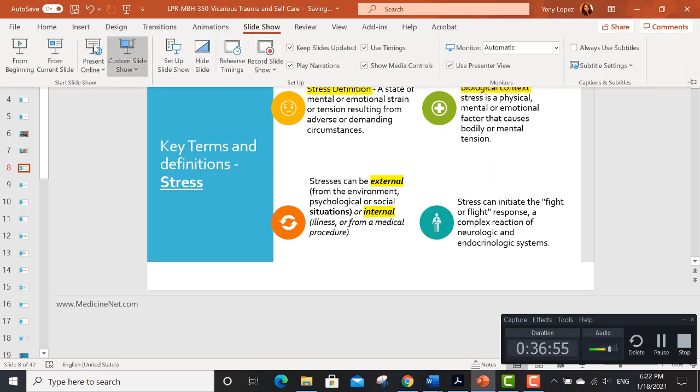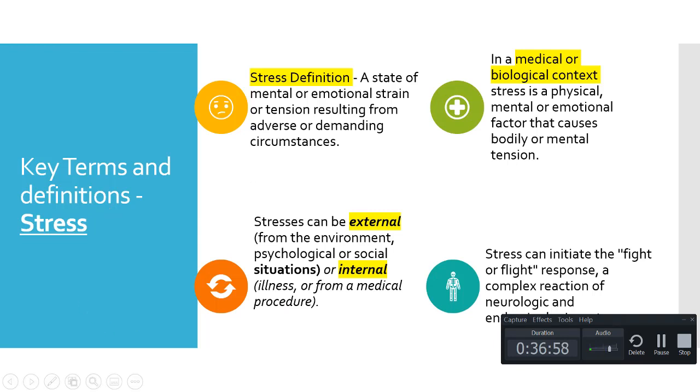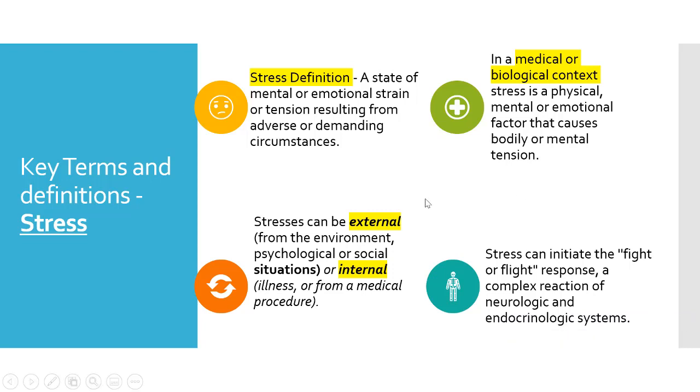And what we are looking at here then is some key terms and definitions that have to do with stress. So the definition for stress is defined as a state of mental or emotional strain or tension resulting from adverse or demanding circumstances. And the other medical definition that you should be aware of, that we might have already been using for trauma, I want you to be aware that there are two types of trauma, or things that we refer to as trauma. So if you look over at this definition here with a green circle there, it says, in a medical or biological context, stress is a physical, mental, or emotional factor that causes bodily or mental tension.